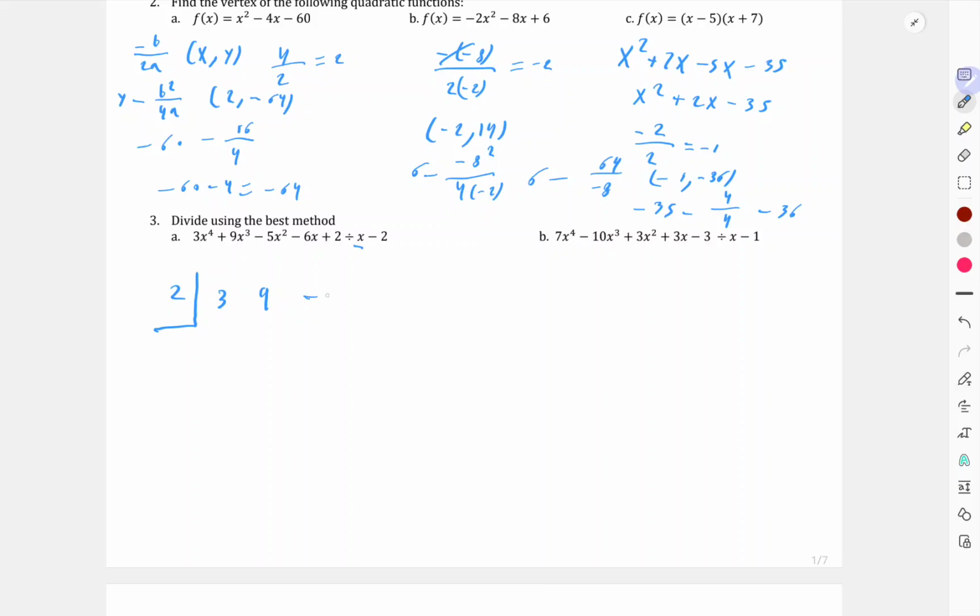Then you put 9. Then you put negative 5, which is here. Then you put negative 6. Then you put 2. Right? Now, the first number always gets dragged down to the answer. So it's 3. But now we have to multiply 3 by this divisor. And now that becomes 6. And what's 9 plus 6?